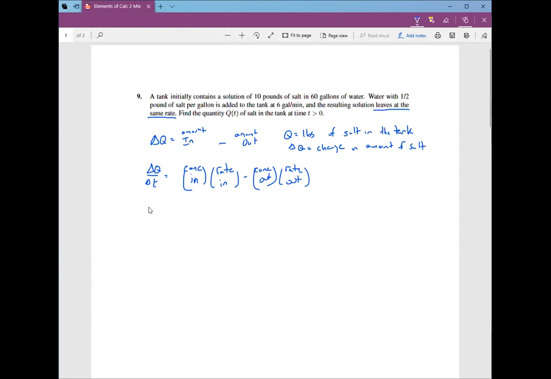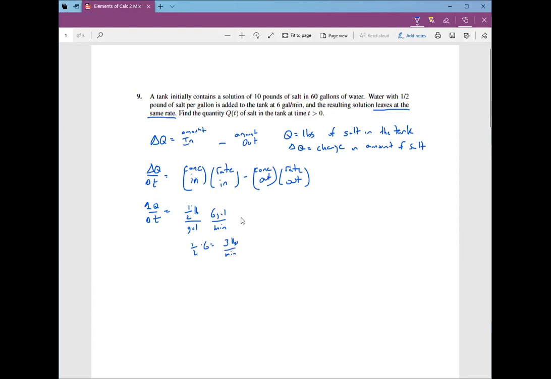So let's go ahead and fill in some numbers here. So we still have a dQ/dt. This is equal to, well, how much is coming in? It's adding at 6 gallons per minute. So my conc in is going to be half a pound of salt per gallon. The rate in, that's my 6 gallons per minute. Notice the gallons cancel off here. So what I have is half a pound per minute, times 6. So we have 3 pounds per minute.